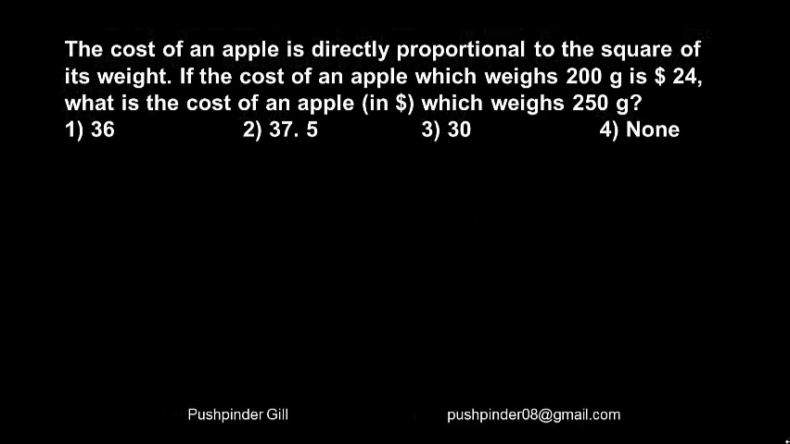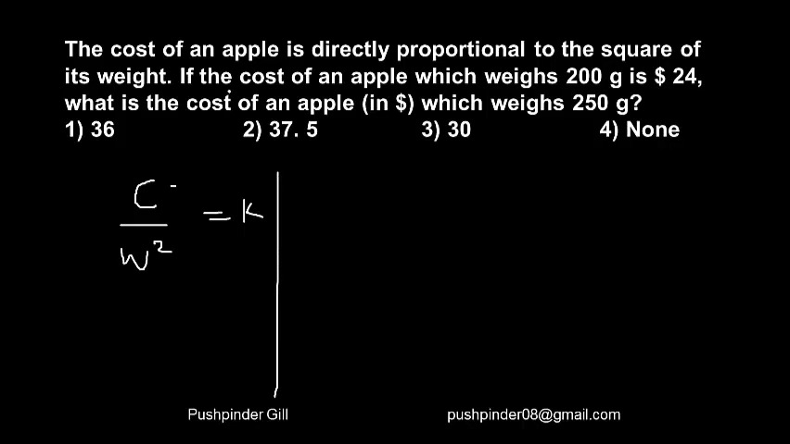So let's go ahead and move forward and see a different question. Now the cost of an apple is directly proportional to the square of its weight. So that means the cost divided by the square of the weight is a constant. Alright. Now what is he saying?